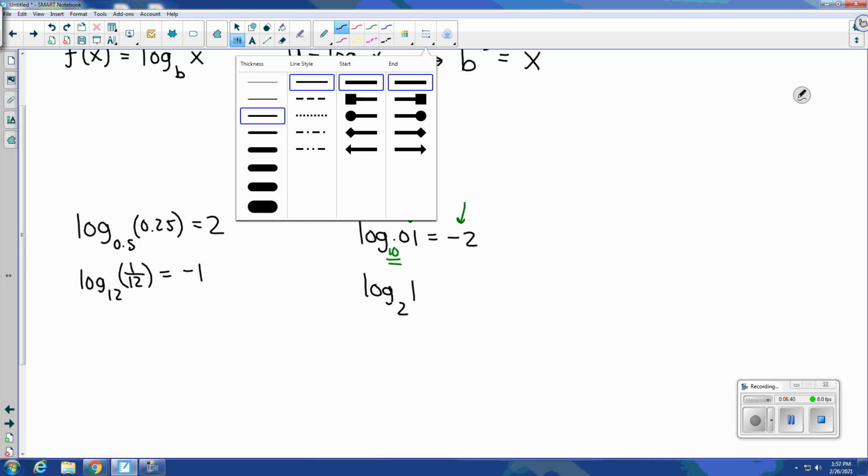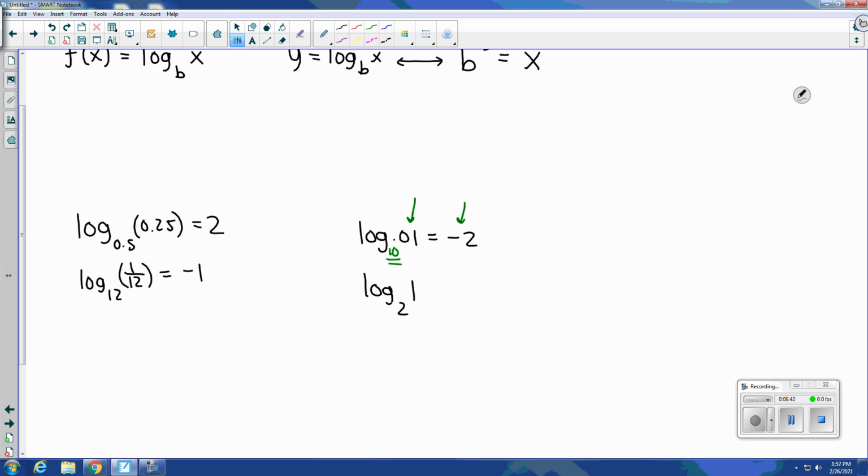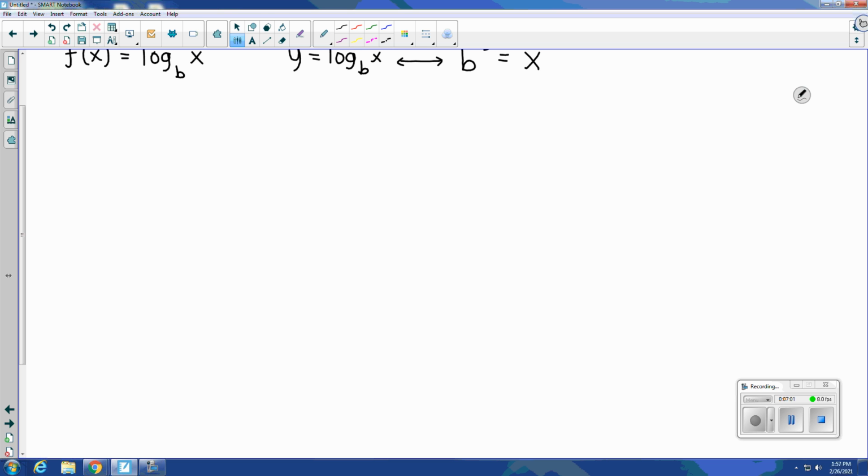So for the last one, what is the power I must raise 2 to get 1? Well, I must raise it to the power of 0. And in general, from this last one, we can learn that log base b of 1 is always 0, no matter what the value of b is. Now, can b be any value? Well, that's what we're going to look at next.